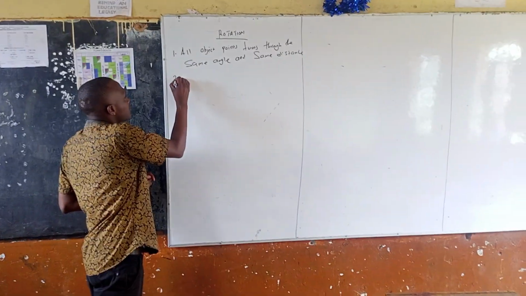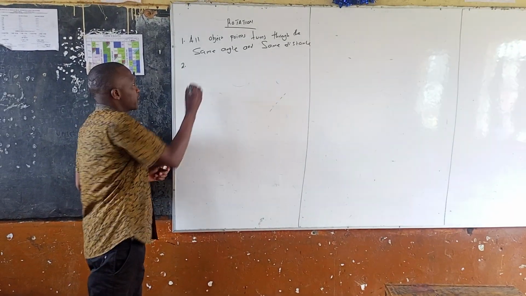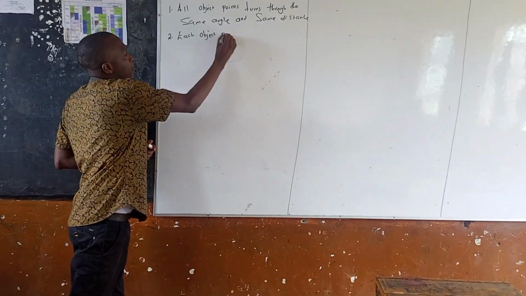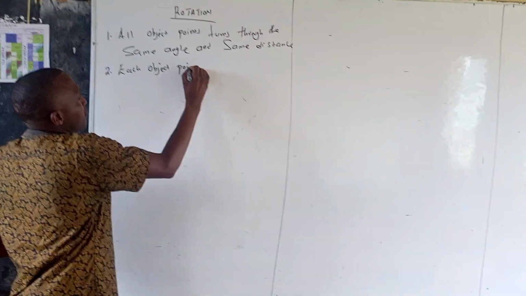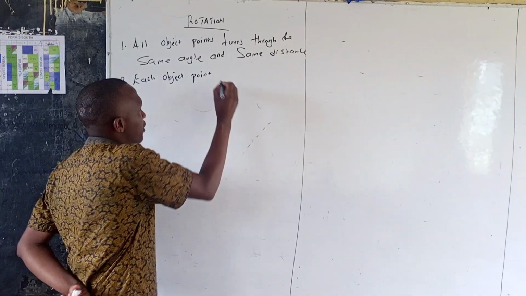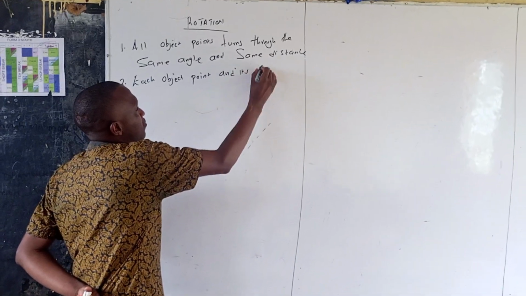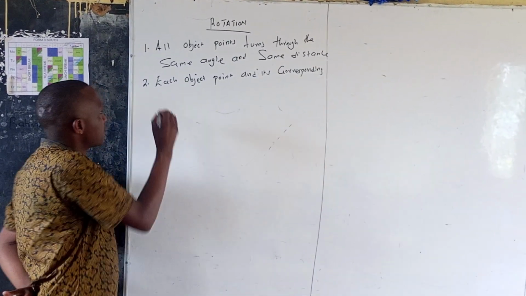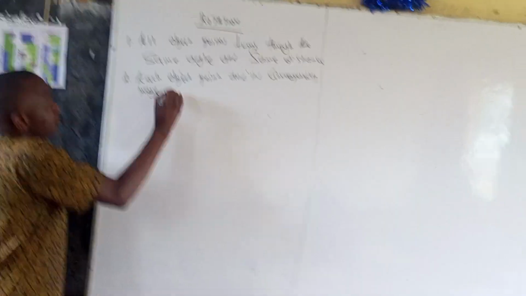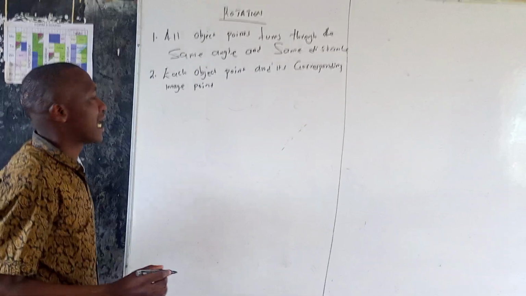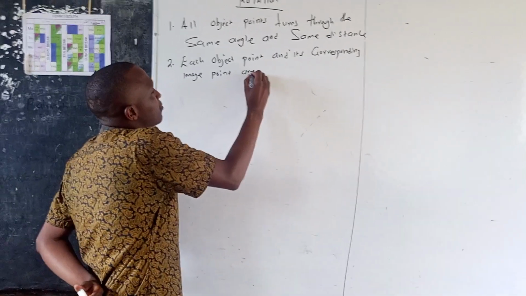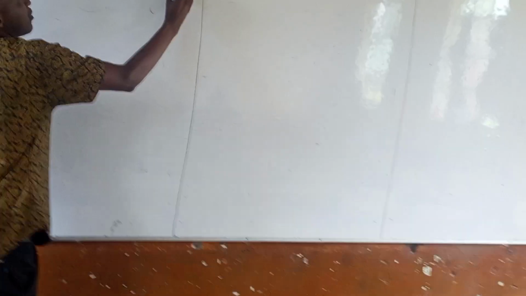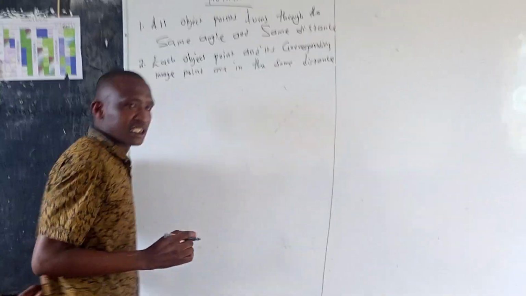Number two, each object point and its corresponding image point are at the same distance from the center of rotation.